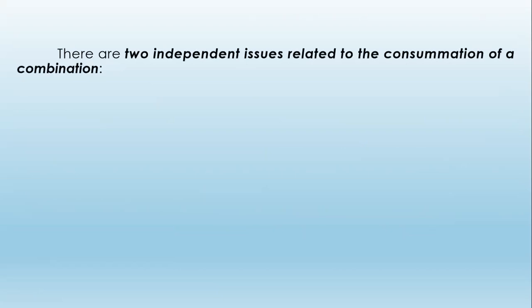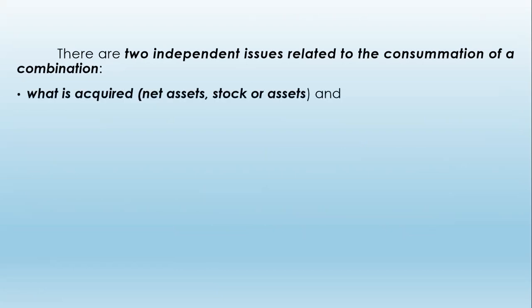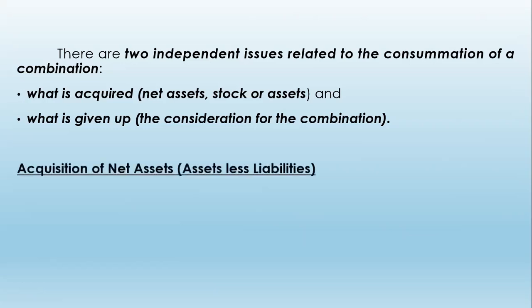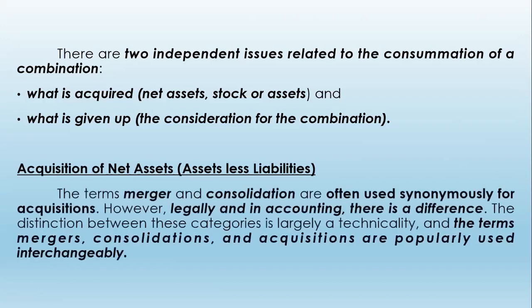Okay, so we have now two independent issues related to the consummation of a combination. What's required? What is acquired: net assets, stock or assets. And what's given up: the consideration for the combination. So you have to consider two things, what's acquired and what is given up. Acquisition of net assets means assets less liabilities.